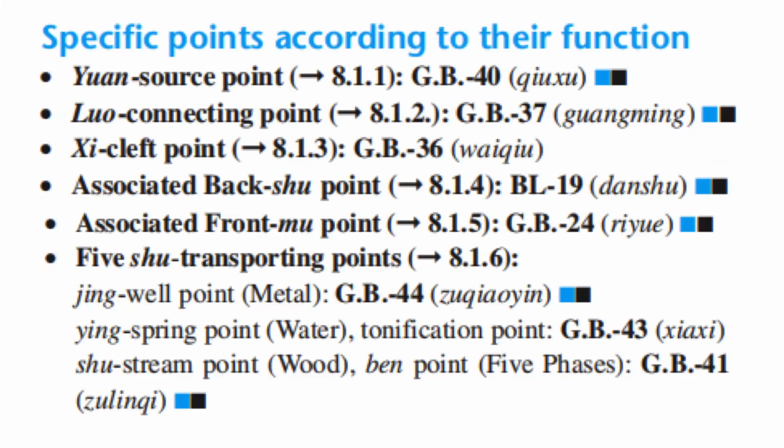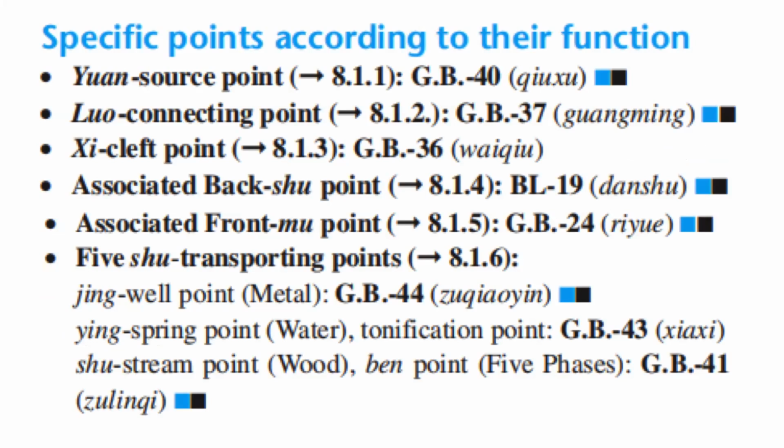The Yuan source point of the gallbladder is GB40. The Luo-Connecting point is GB37. The Xi-Cleft point is GB36. The associated back-shu point is bladder 19. The associated front-mu point is gallbladder 24.